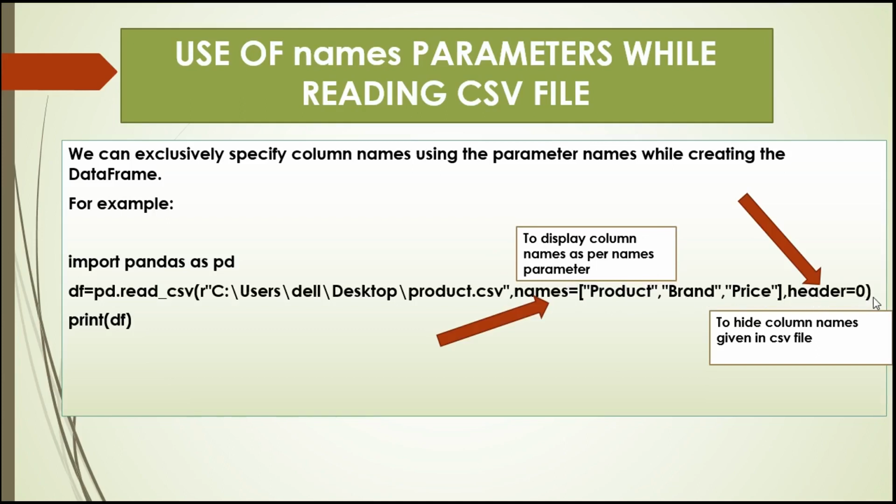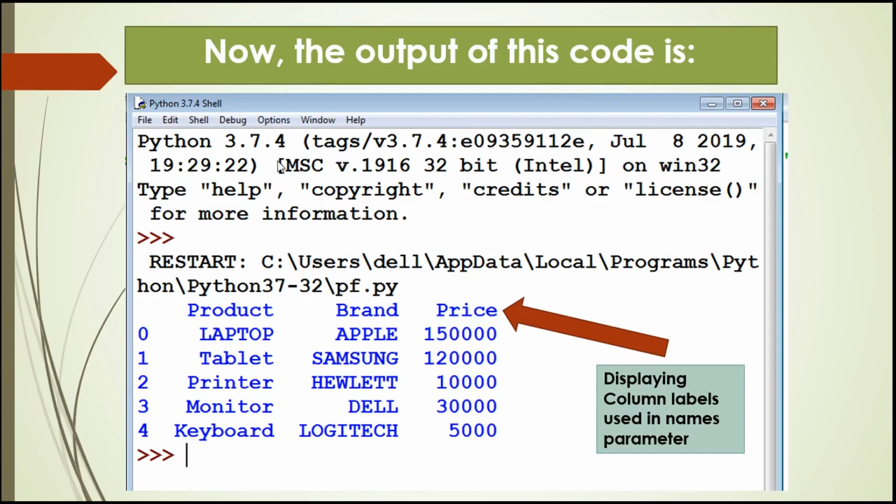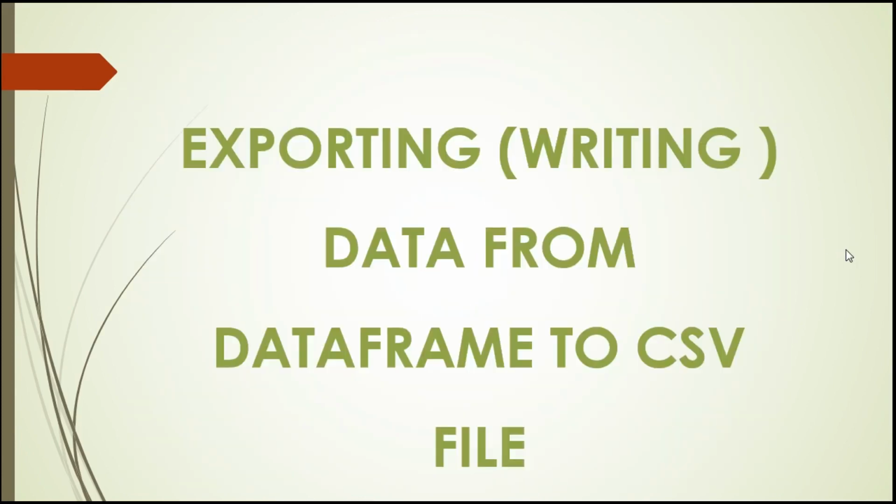And header equal to 0. That means now it will hide the column names which are given in the CSV file. Instead it will show the header names in the names parameter. You can see the output here: product, brand and price. It is displaying the column labels used in the names parameter. So it is the method of retrieving the data from the already created CSV files.